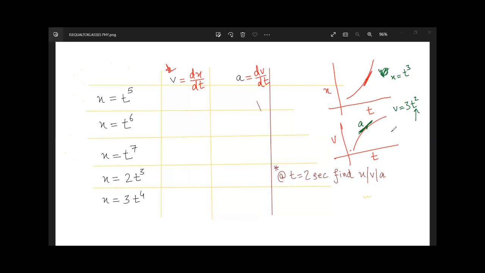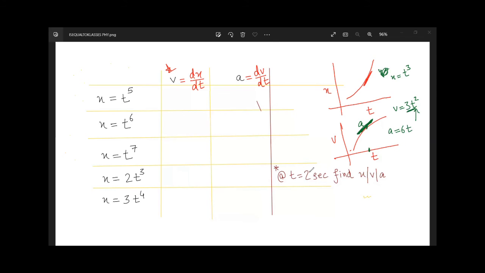So to calculate the tangent at any point, I'll have to take the differential of this velocity curve, which will be equal to 6t, and at any time t, I can have the slope of the velocity time curve, which will give me the acceleration. Is it making sense? Yeah. So this is what we want to understand.